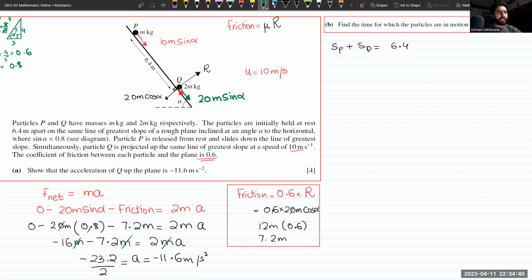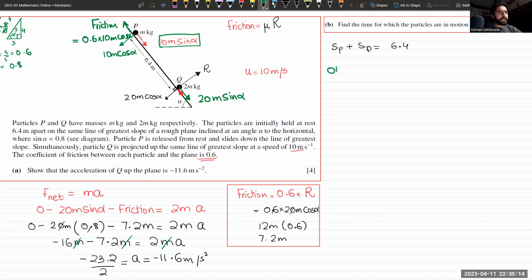Well, what we can say is the weight component that is driving this object down, minus what will oppose it, is going to be its friction. And that friction is the same formula, mu R. Mu is 0.6 and R for this case is the normal reaction to the surface, which is going to be 10 m cos alpha, like we did over here. 20 m cos alpha, we did that earlier. That was the normal reaction to the surface.